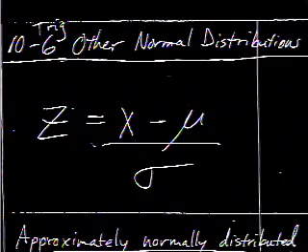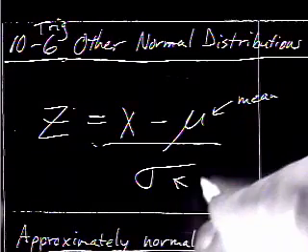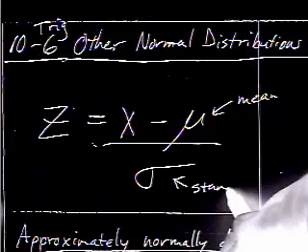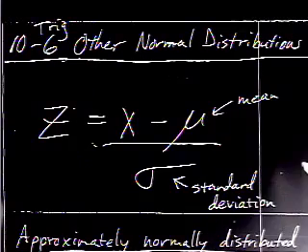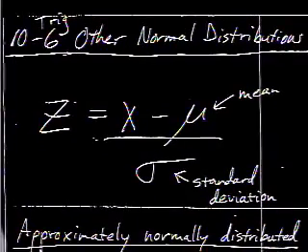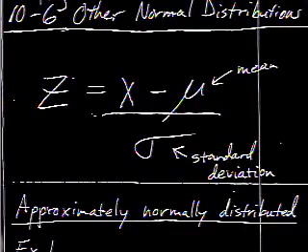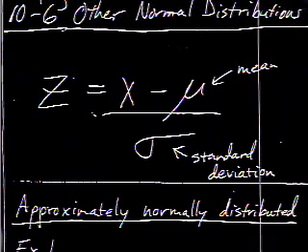Z equals x minus mu over sigma, mu being the mean, and little sigma being the standard deviation, right? Okay? You are looking for a key phrase that says approximately normally distributed, or something that just says it is normally distributed. Anytime you see that, please make sure you understand that you can go ahead and change whatever x value you have into a z-score.